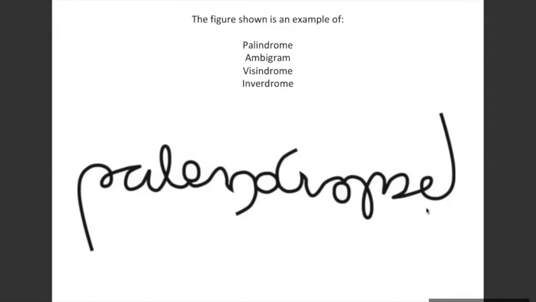Has anybody searched what a palindrome is? Anybody knows what a palindrome is? A word which reads the same forward and backward. Yes, exactly. So a word like church is a palindrome. Madam, M-A-D-A-M, is a palindrome. Race car, R-A-C-E-C-A-R, is also a palindrome. These are some examples of it.